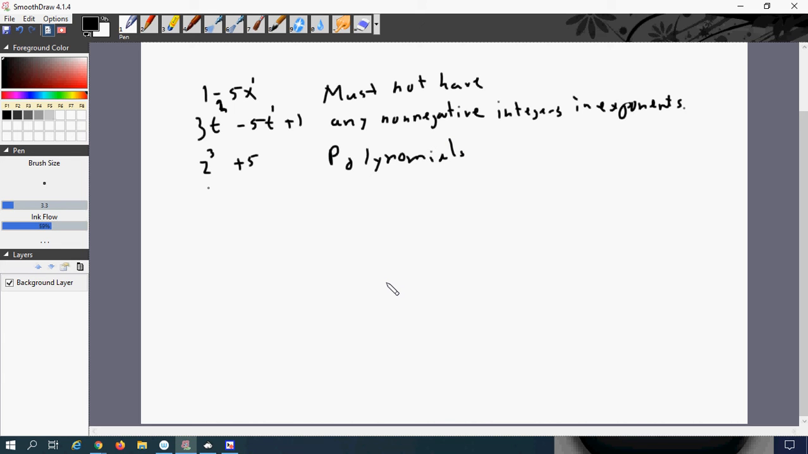Okay? And so if we were going to write them as a function, then we would just add off to the side f of x, or f of t, or f of z. So we would have that equal to z cubed plus 5. And so for the first one, f of x equal to 1 minus 5x, this is a linear function.